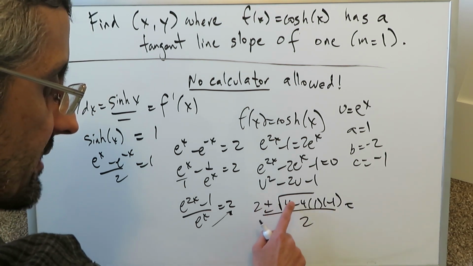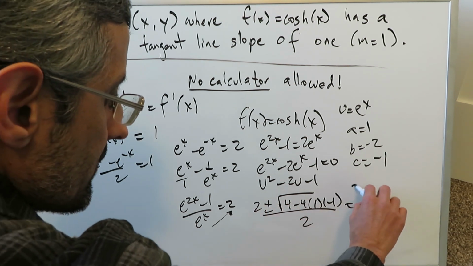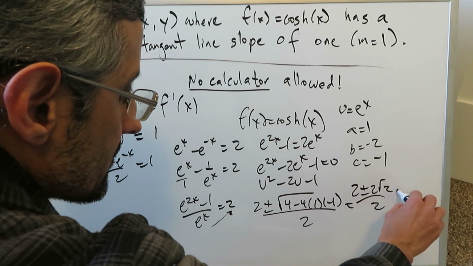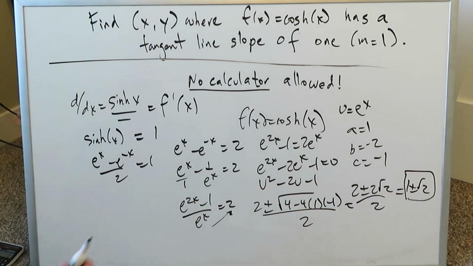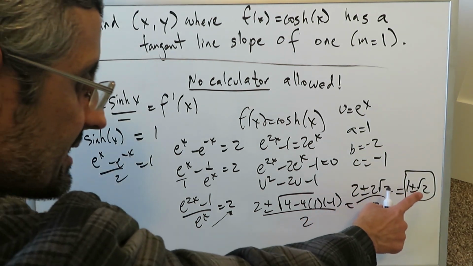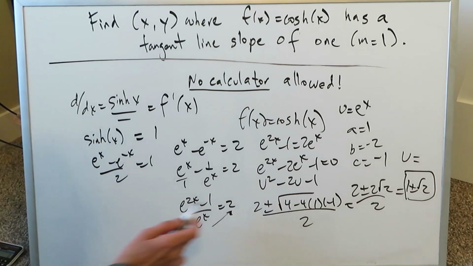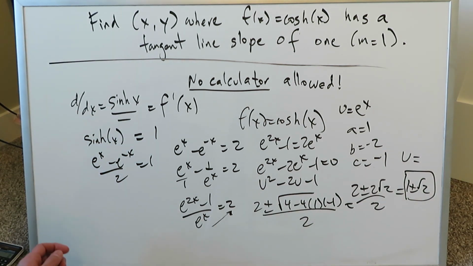What do we get? 2 plus minus root of 8. We get 2 plus minus 2 root 2 over 2, which equals to what? 1 plus minus root 2. All of this easily establishes that in terms of this is my value, u is equal to 1 plus minus root 2. But that's what u is equal to, which is e to the x is equal to that.